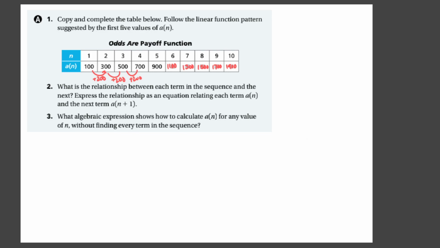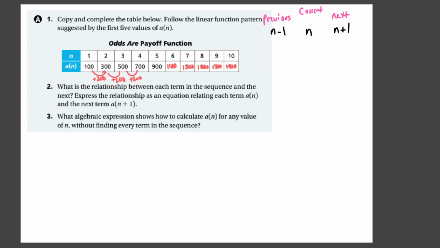What is the relationship between each term in the sequence and the next? This goes back to what I was talking about beforehand, where you have n plus 1, you have n minus 1. This is your current term, this is your next term, and this is your previous term. And again, this kind of helps you guide back and forth within this sequence.